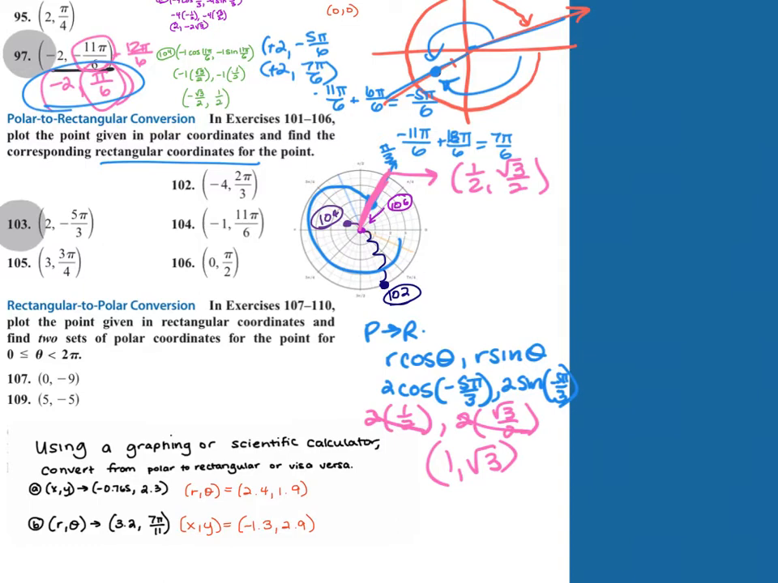Yeah, it's always the origin. Doesn't matter what the angle is. If the radius is 0, it's the origin. Yeah. You probably won't get that on the test, though.